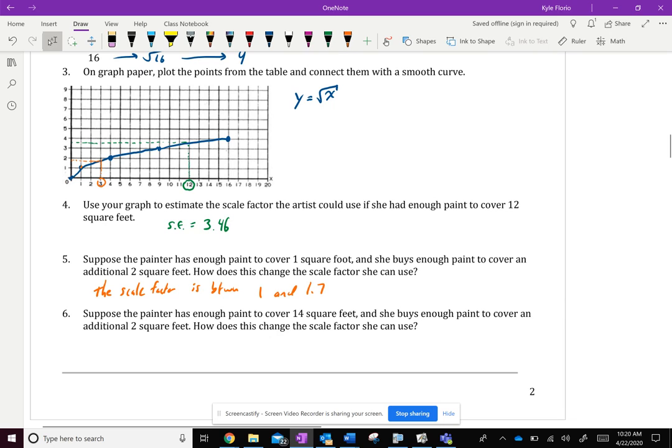And number 6, suppose the painter has enough paint to cover 14 square feet, and she buys enough paint to cover an additional 2 square feet. How does that change the scale factor? So we go from having an area of 14 to, if I add 2, 16. So the scale factor has got to be between, well, if I can cover 14, that's going to be somewhere between 3 and 4. So, I don't know. It looks like it's closer to 4.